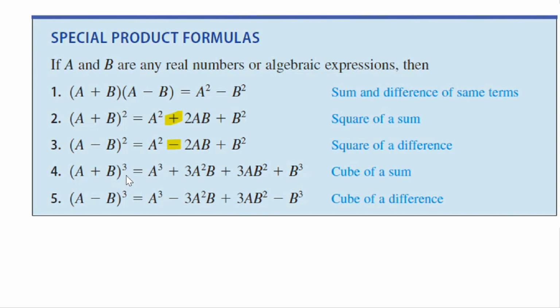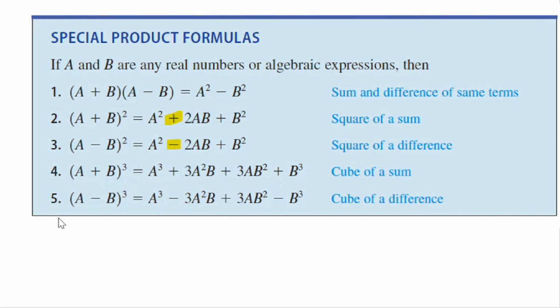Now, if we expand the cube of A plus B, or the cube of a binomial, we have the cube of the first term, which is A, plus thrice, so constant 3, thrice the square of the first term and the last term, plus thrice the product of the first term and the square of the last term, plus the cube of the last term.